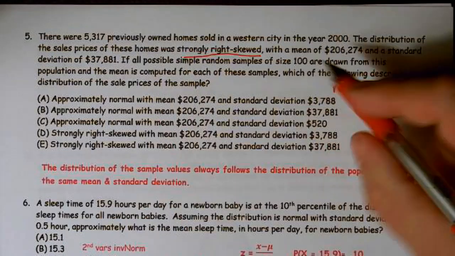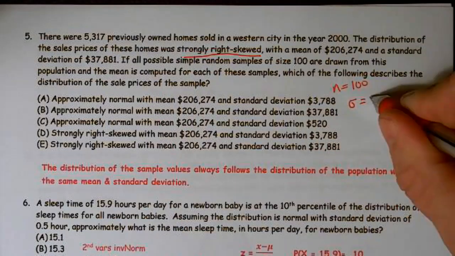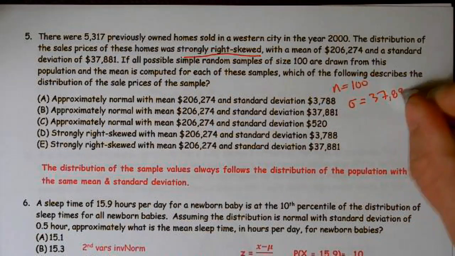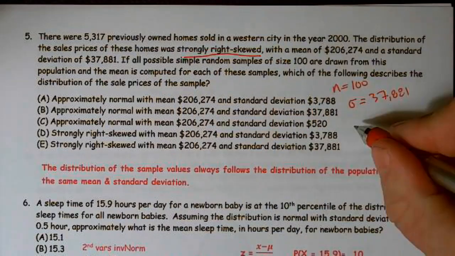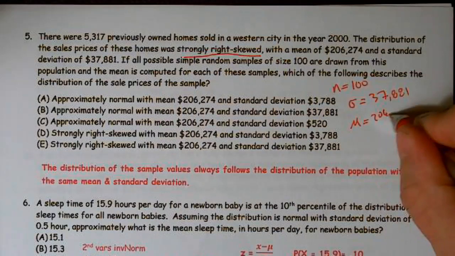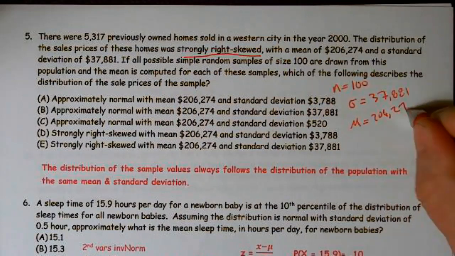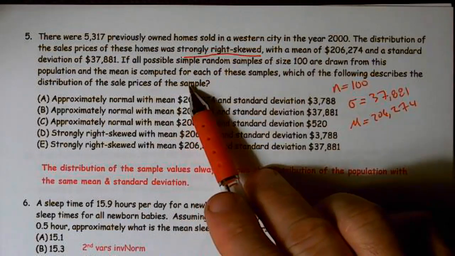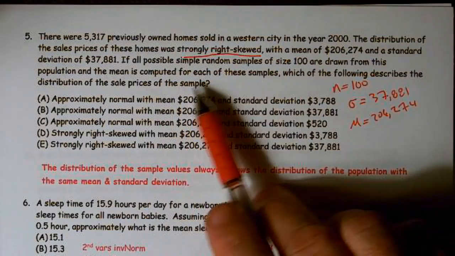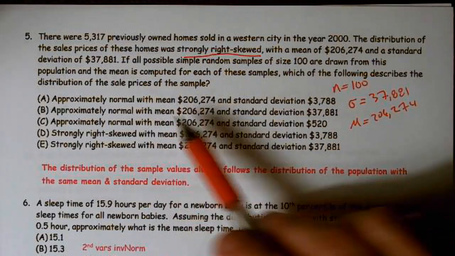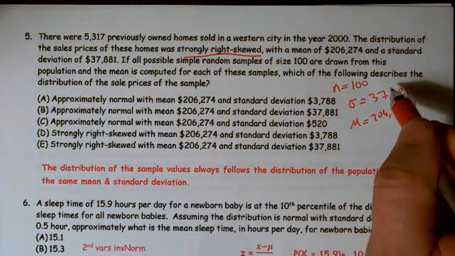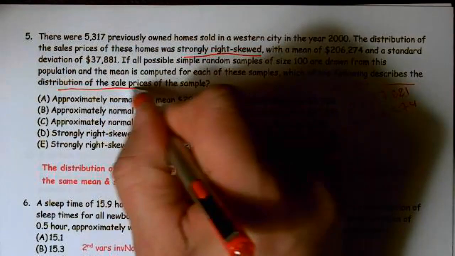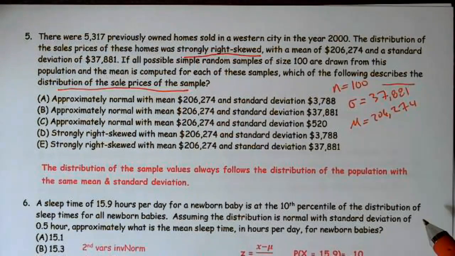In this case, they're telling me the standard deviation equals 37,881. Mean equals 206,274. From the population and the mean is computed for each of these samples. Which of the following describes the distribution of the sales price of the sample? Look, describes the distribution of the sales price. It did not ask for the distribution of the sample means. It did not ask for the distribution of X bar.